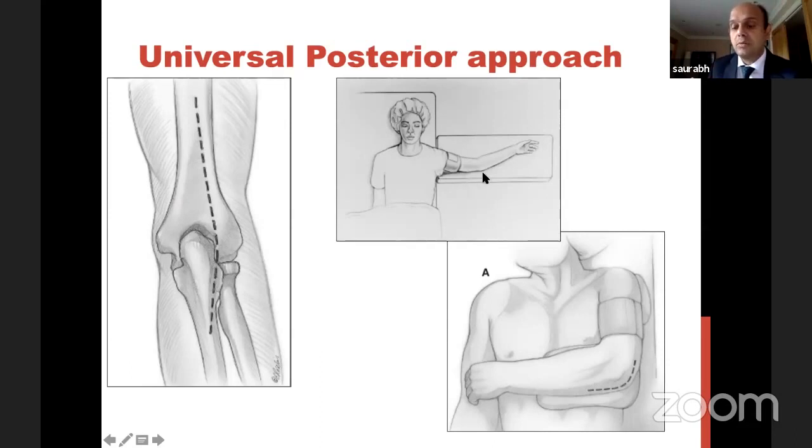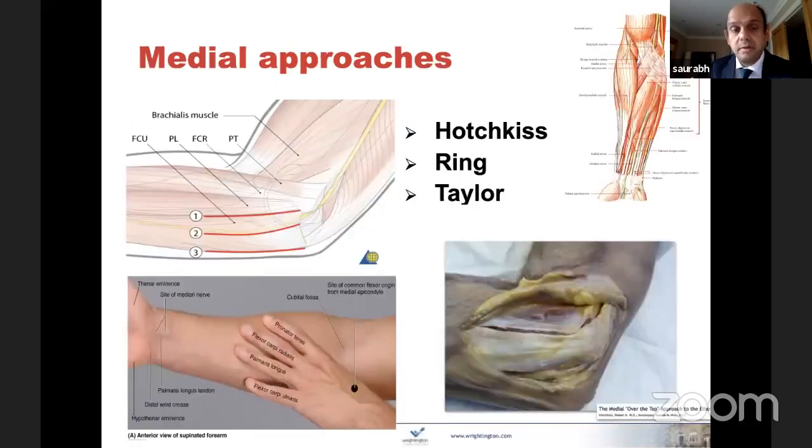So first, let's go through all these approaches. Medial approach. Now, so this slide is important here. So we were seeing flexors before. I showed you in the anatomy slide. So there are 4 flexors. This is the easiest way to remember. Put your palm and your 4 fingers on the volar forearm. So index finger is pronator teres, middle finger is FCR, palmaris longus, flexor carpi ulnaris.